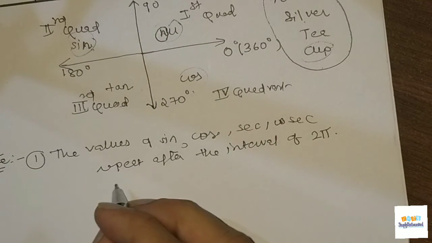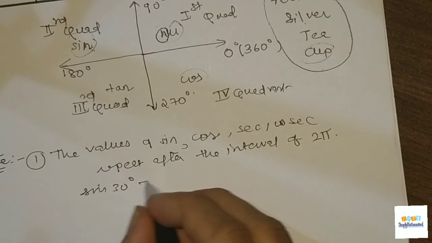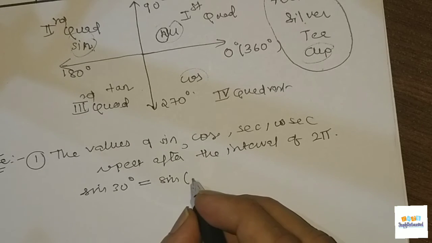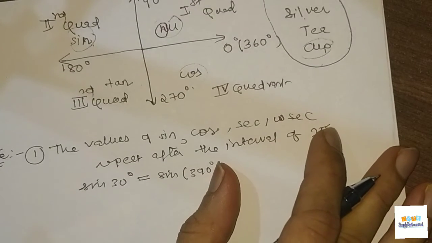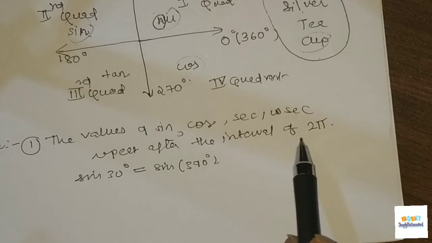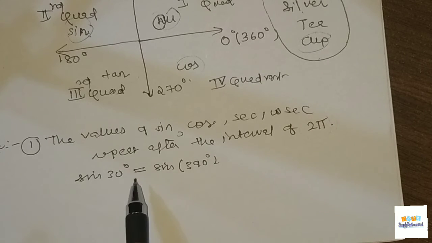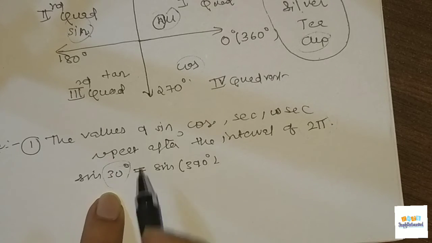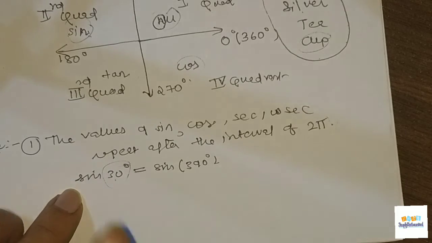That means what? Suppose you have sine of 30 degrees, then this will be equal to sine of 360 plus 30, which is 390 degrees. So sine of 30 is equal to sine of 390 because the values of sine repeat after 2 pi. That is, if you add 360 to 30, so 30 plus 360 is 390. So those two values of sine will be equal.